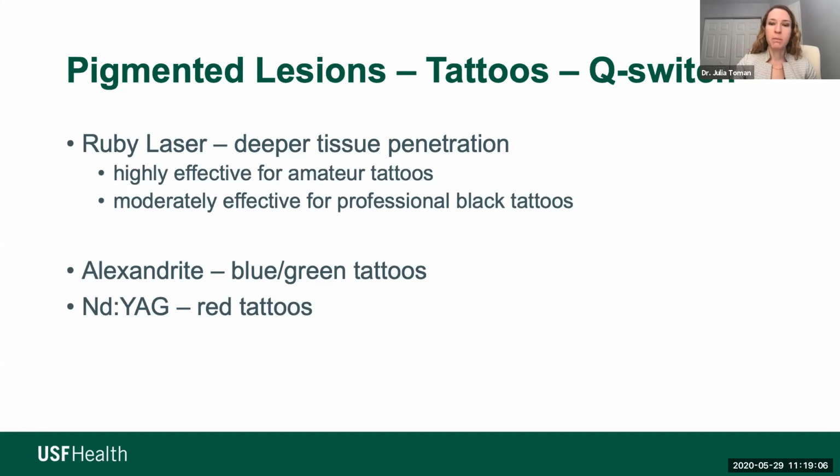But a little more specifics about them and about tattoos in general. Amateur tattoos respond more favorably in fewer treatments. The thought is there's less consistent thick dye that's been injected into the skin. And the black tattoos are easier to remove than colored tattoos. It's the green tattoos that have a variable response and red tattoos that are the most problematic. The ruby laser, like we already talked about, has a deeper tissue penetration, so it's highly effective for amateur tattoos and moderately effective for professional black tattoos. The Alexandrite laser hits the blue and green tattoos, and the Nd:YAG is used for red tattoos.